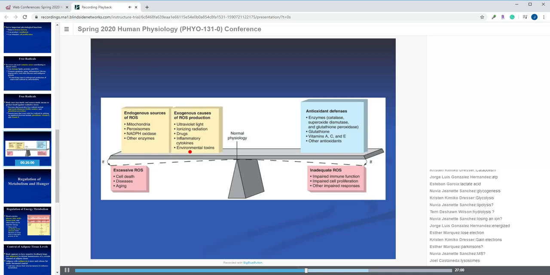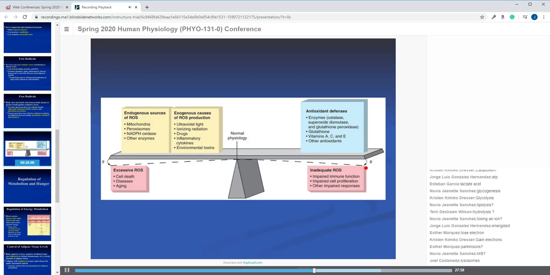So these reactive oxygen species have to be kept in balance. Otherwise, you have various diseases that can occur. If you have an excess of reactive oxygen species, that can cause cell death, they can cause diseases, they can cause aging in humans. So in our body, we have various mechanisms that will defend against it, both enzymatic as well as non-enzymatic. So you have the enzymes catalase, superoxide dismutase, and glutathione peroxidase. Then you have vitamins A, C, and E, and other antioxidants.